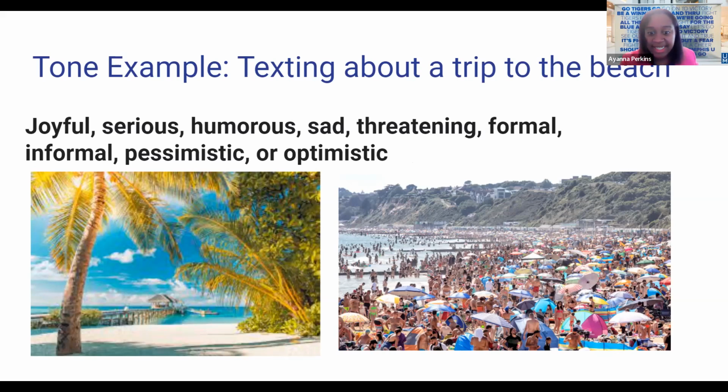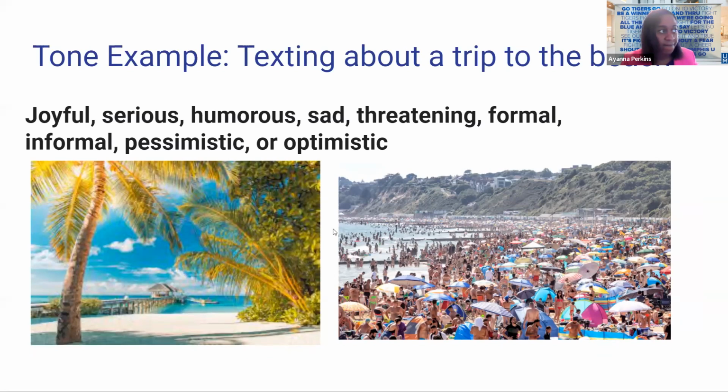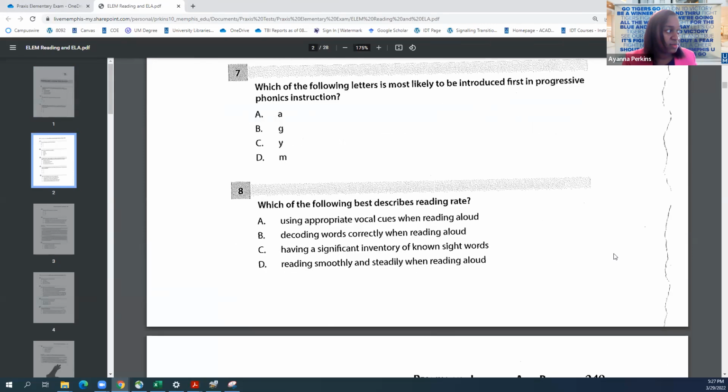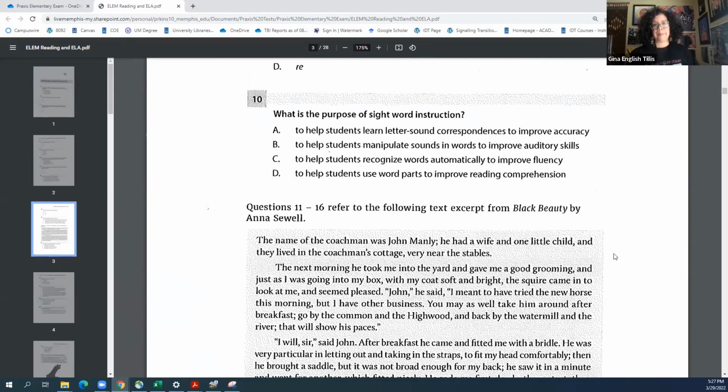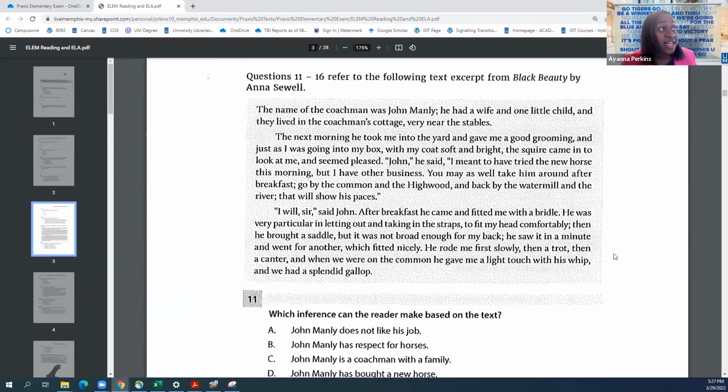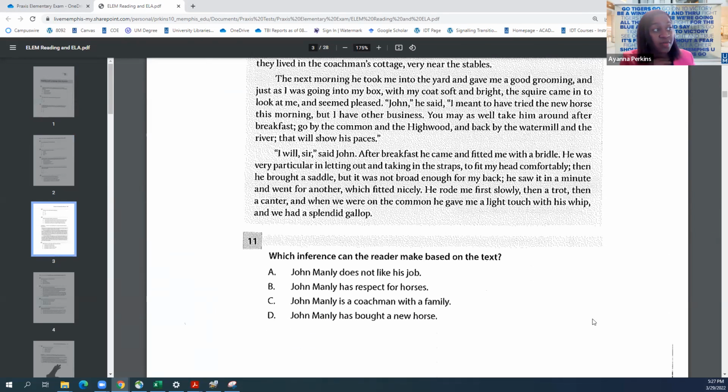So we are up on time. So what I'm going to do is go ahead and share screen. Can you all see my first screen? I can see the exam. Yes. Okay. Great. So questions 11 through 16, those are an excerpt from the book Black Beauty. And the questions are really good and straightforward in terms of going over what's covered on the test.